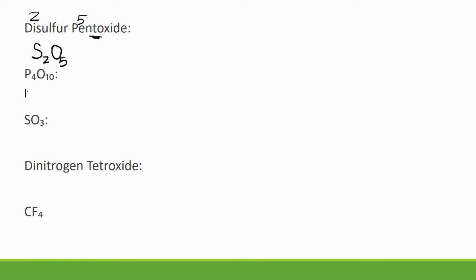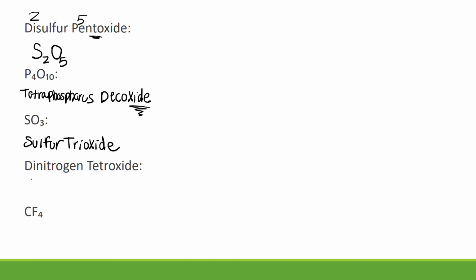So we're going to use our prefixes, and it's going to be tetraphosphorus and then decoxide. Excuse my handwriting, I'm sorry, it's getting a little crooked. But notice how we put the "ide" at the end of the second one. Okay, so I'm going to name this as is. Sulfur, that's our first one. And now we have 3 oxygens, so it's going to be trioxide. Sulfur trioxide.